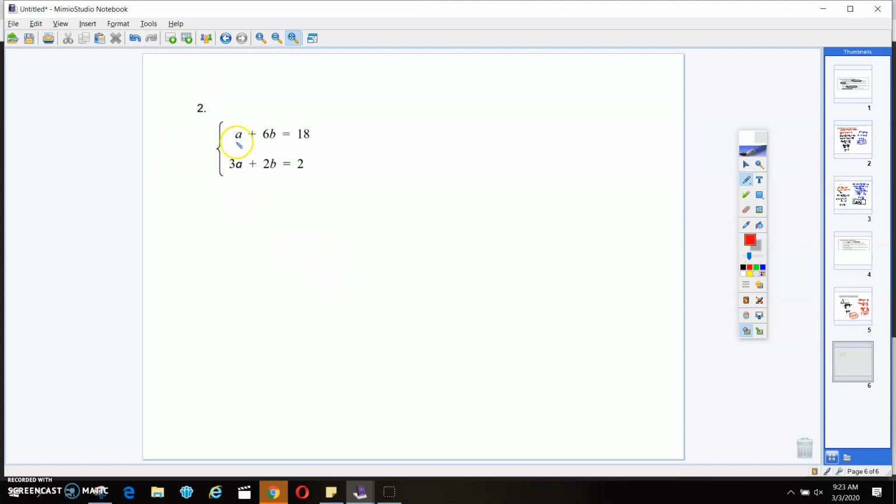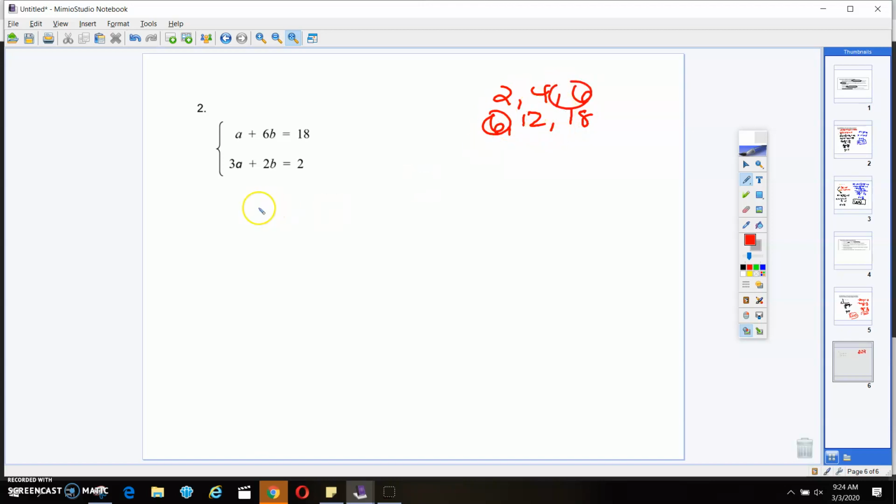So do we want to get rid of A or B? You tell me. Get rid of B. Okay, so you see how this is a 6 right here and this is a 2 right here. Well, what multiple do these both share? Let's try that again. 2 is a factor. 3 is not a factor. A multiple is like, if I say 2, 4, 6, a multiple of 6 would be 6, 12, 18. So what do they both share? 6.